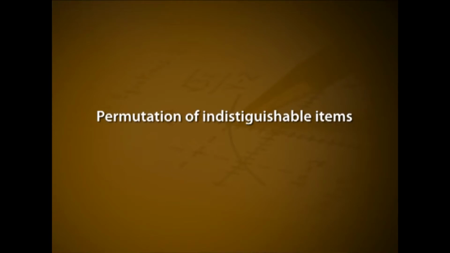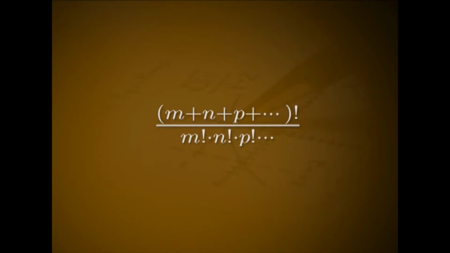Permutation of indistinguishable items. If there are m items of the first kind, n items of the second kind, p items of the third kind, etc., then the total number of arrangements of all these items is m plus n plus p plus etc.